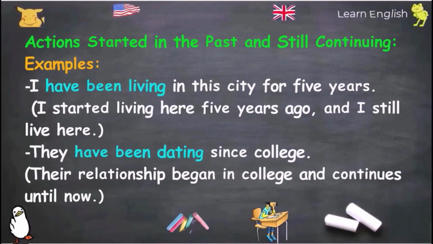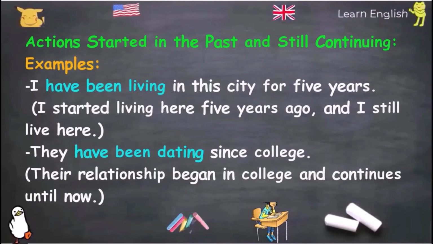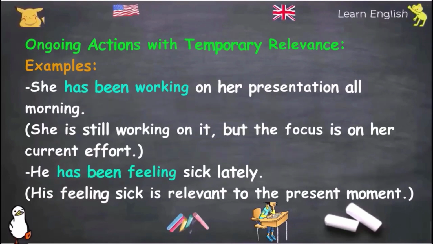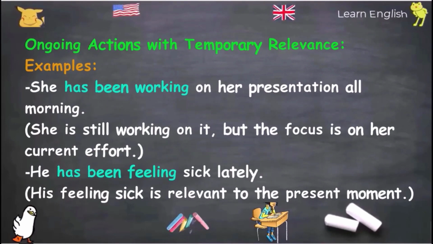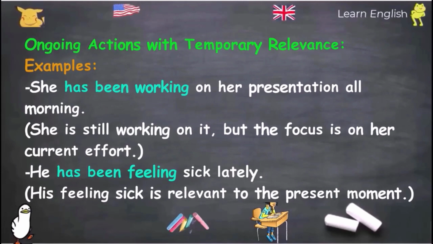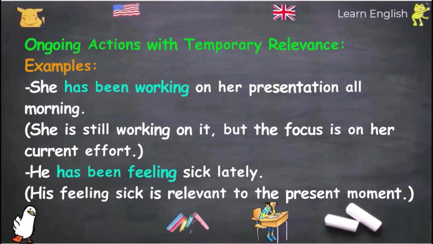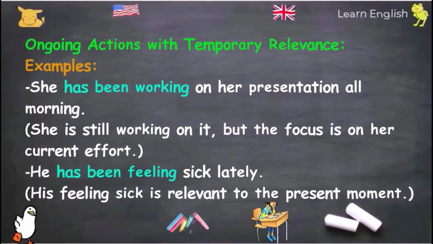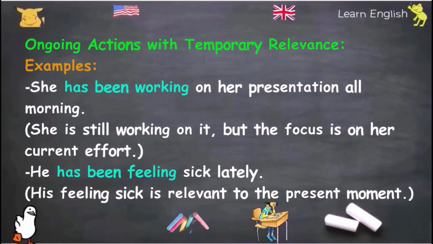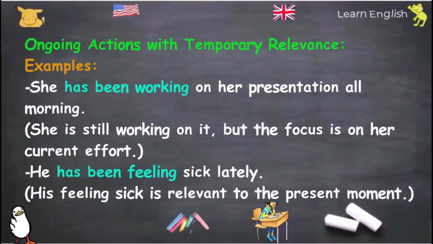They have been dating since college. Their relationship began in college and continues until now. Ongoing actions with temporary relevance. Examples. She has been working on her presentation all morning. She is still working on it, but the focus is on her current effort. He has been feeling sick lately. His feeling sick is relevant to the present moment.